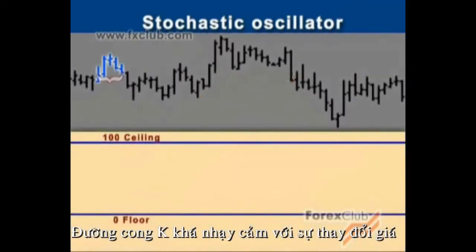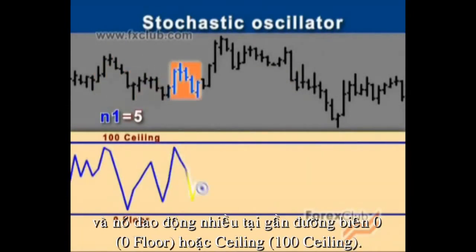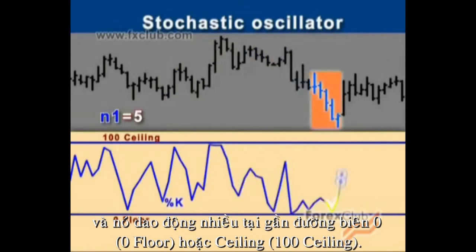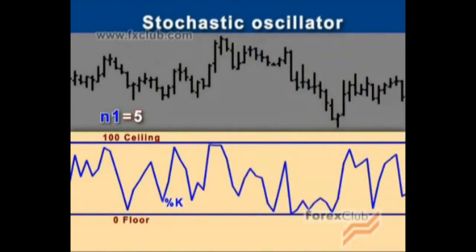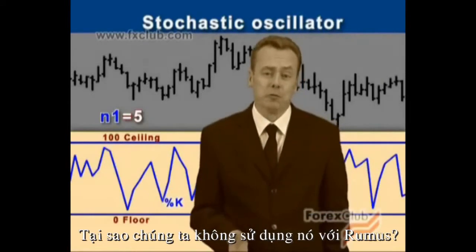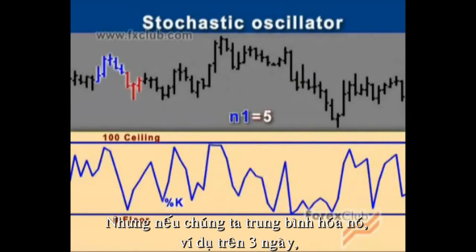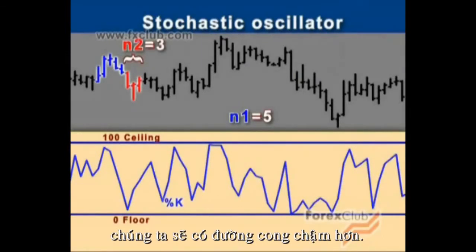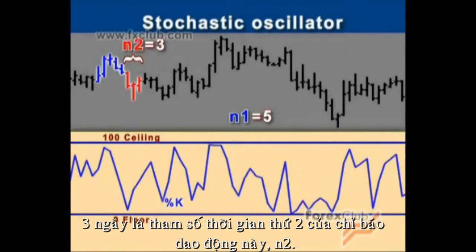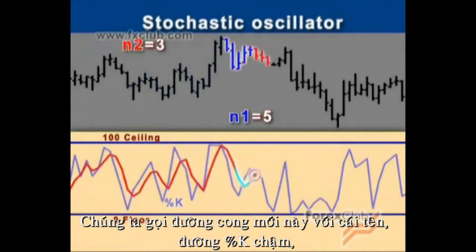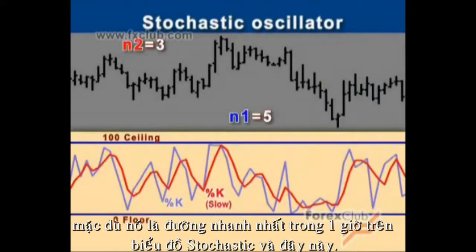The K-curve is very sensitive to price change, and it spends a lot of its time banging its head on the floor or the ceiling. Which is why we don't feature it in Rumus. But if we average it, for example over 3 days, we get a slower curve. 3 days is the second oscillator time period, N2. We'll call the new curve a slow percentage K line, although it'll be the fastest one on our stochastic chart. And here it is.